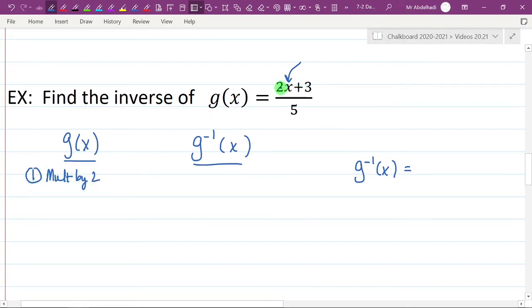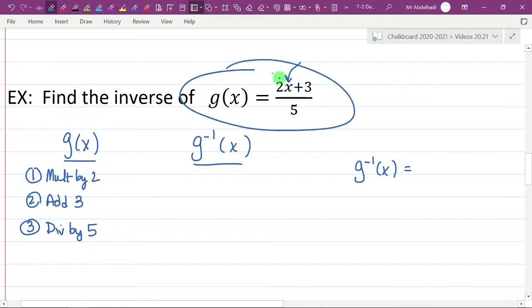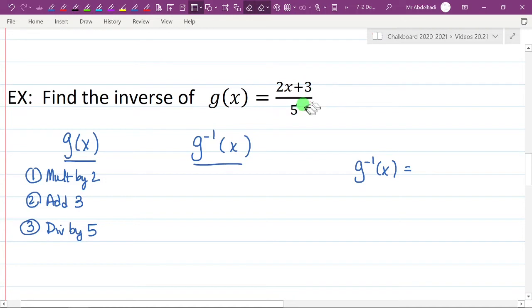The second thing that happens is that you're going to add 3. So add 3 is your second operation there. The last thing you do is divide everything by 5. So divide by 5. That's a verbal description of what's written here. This is why it's called the verbal method, because you're translating a function written as mathematics into a series of verbal statements. Now, we're going to use this series of verbal statements to figure out what the inverse does.